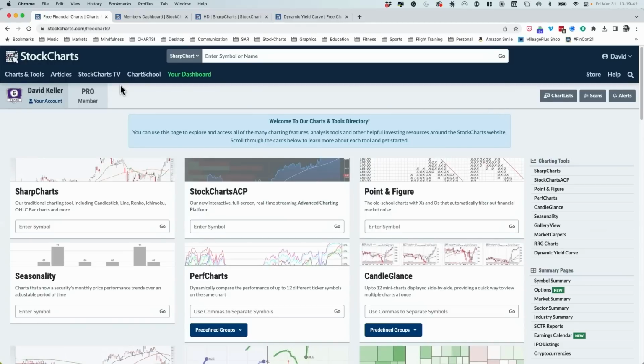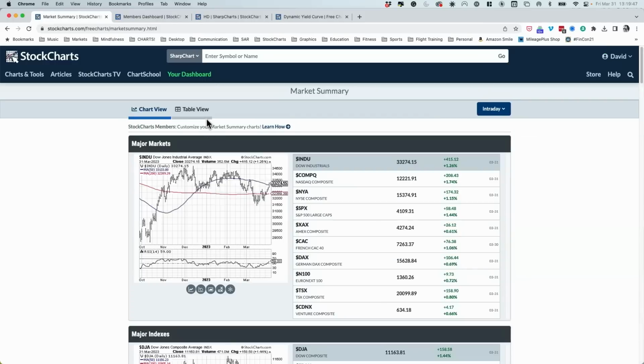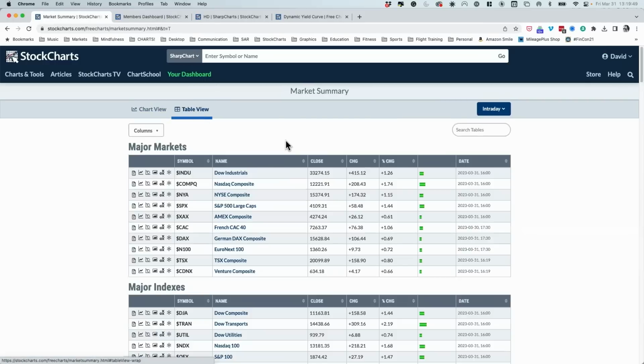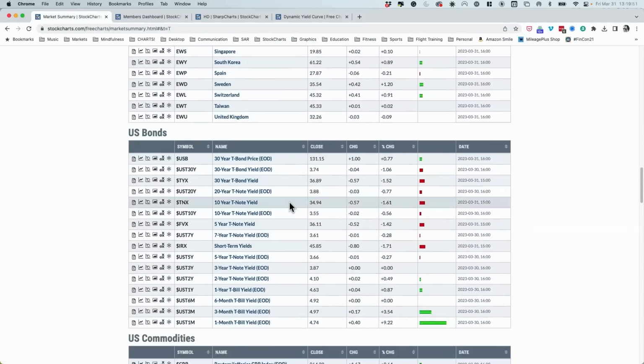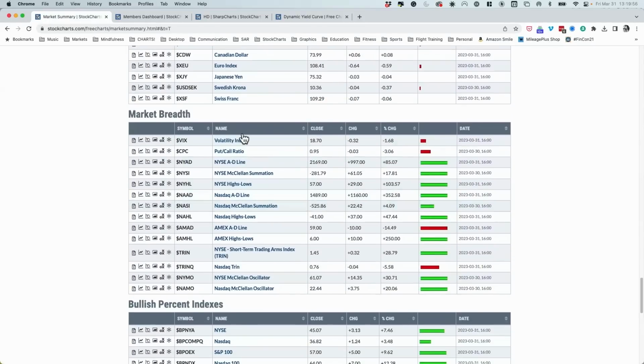If you go to Charts and Tools, and on the right side, go to Market Summary, and sorry, a couple steps here, click on Table View, it's a little easier to see. If you go down a little bit, you'll find a bunch of different ETFs, bonds, commodities, cryptos, currencies, market breadth. These are some of the most commonly used breadth indicators, and you'll see that they have generally broad universes, right? The NYSE, the NASDAQ, the S&P 500, these are broad groups of stocks because it's easy to measure breadth when you have a big sample size, basically.